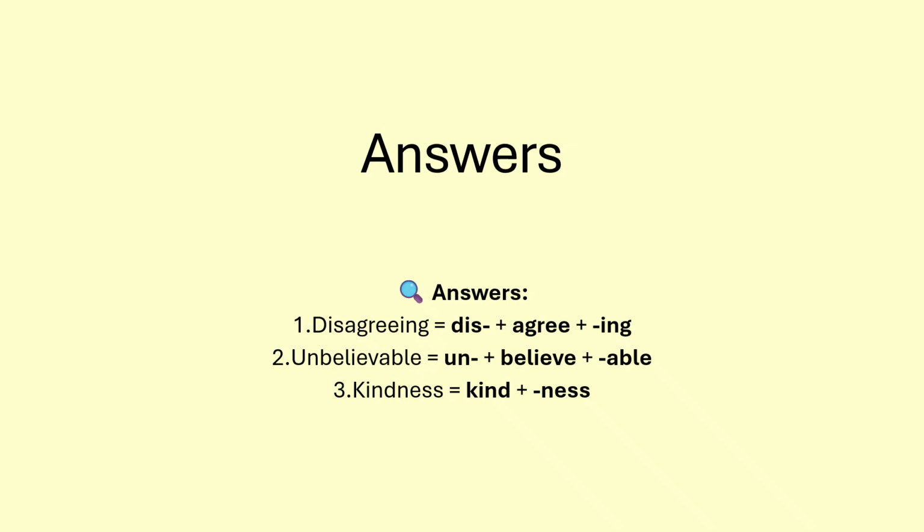So the answers then. In disagreeing, we have three morphemes: the dis, the agree, and the ing. In unbelievable, we've got the root word of believe, and then we have the un and the able at the end to make up unbelievable, which has three morphemes. And then just two in kindness. Kind is the root word, and then ness to complete that word.